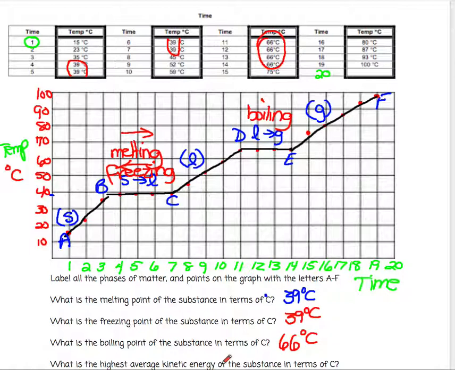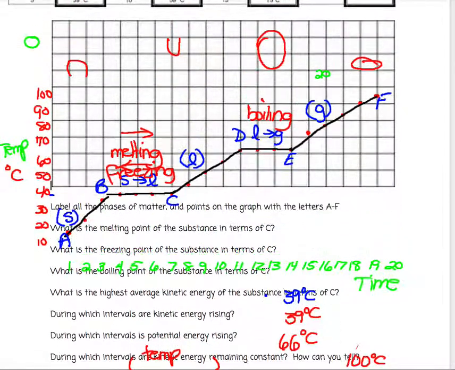Alright, what is the highest average kinetic energy of the substance in terms of degrees Celsius? Highest average kinetic energy. When you see the words average kinetic energy, you're going to replace it with the word temperature. Read it again. What is the highest temperature of the substance in terms of degrees Celsius? Highest temperature. 100 degrees. Okay? Alright, I know you can't see the rest of these questions.